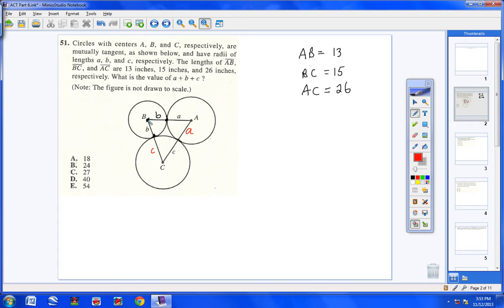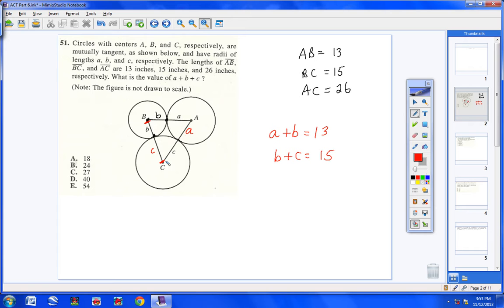Do you see this whole length right here? BA, that entire length. What is the length of BA? 13. So could I not say that A plus B equals 13? I mean, from here to here is A, from here to here is B, so A plus B is that whole segment, which would be 13. Could I not also say, let's take a look at BC, from B all the way to C right here. Could I not say B plus C equals that whole length, which is 15? So I could say that little b plus little c equals 15.